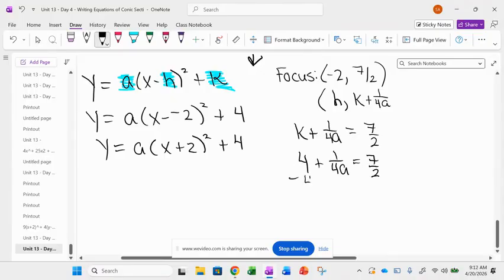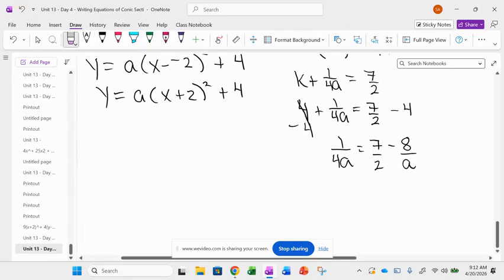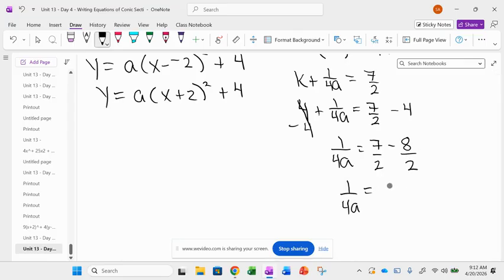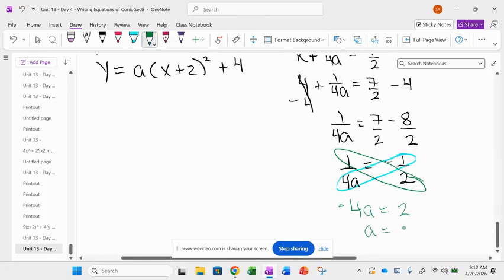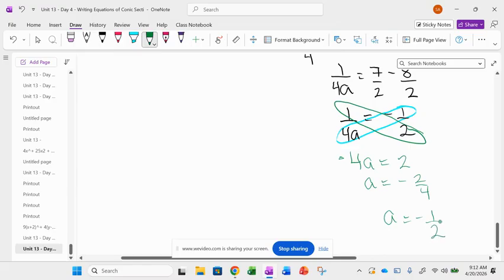In order to solve for a, I'm first going to subtract 4 on both sides. So I have 1 over 4a. I'm going to make a common denominator here to subtract. So I'm going to have 7 halves minus 8 halves. Oh, sorry, not 8a, 8 halves. So I'm going to have 1 over 4a equals negative a half. Do we agree? Now, I can solve for a when it's in the denominator, but because this is two ratios equal to each other, I can cross multiply. So I'm going to have negative 4a equals 2. So a will equal negative 2/4, which simplifies down to negative a half.